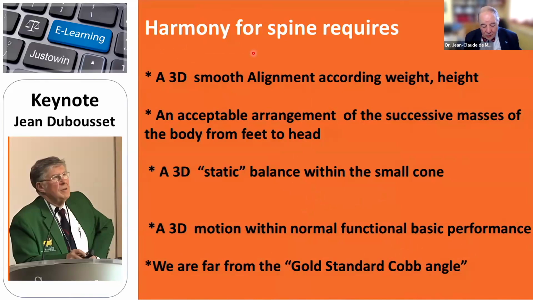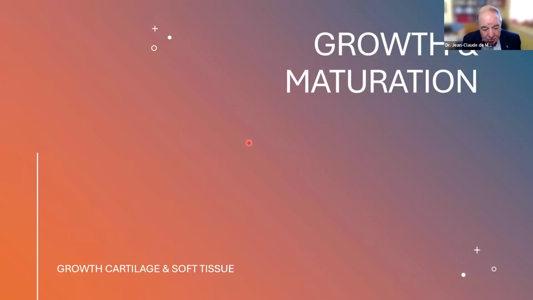This is why in the hard brace we have a global work with these two hemivalves, and this is to have together harmony of the spine, but also at the trunk level, including shoulders and pelvis. This is this research of harmony.